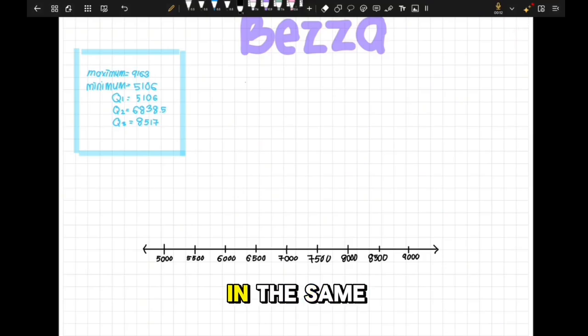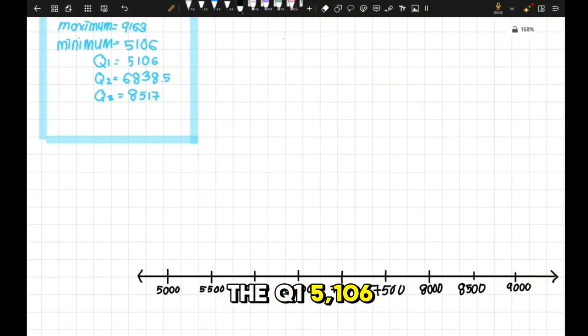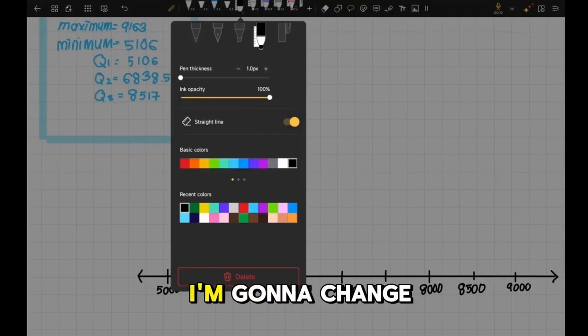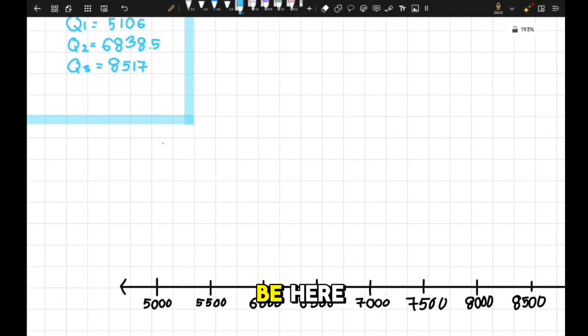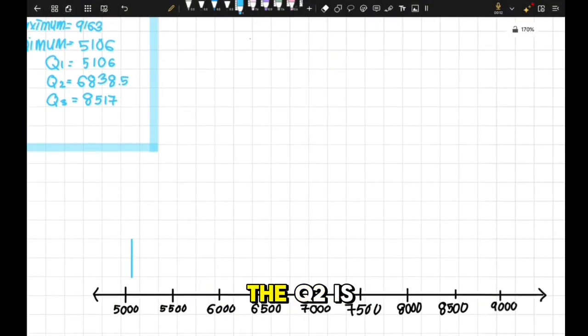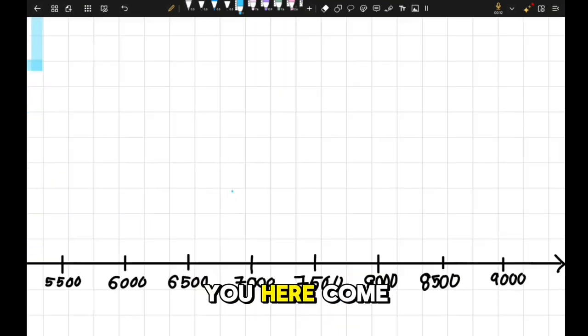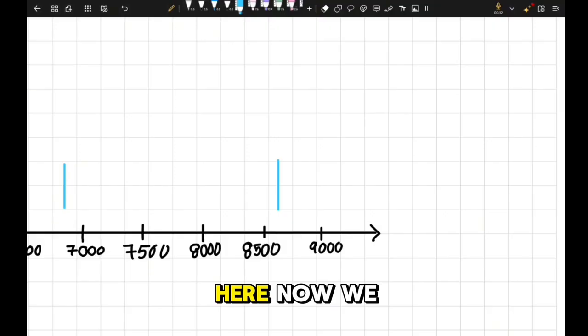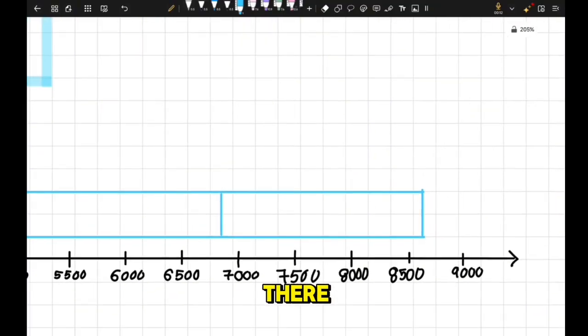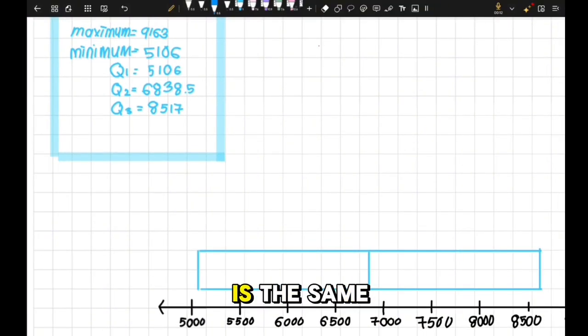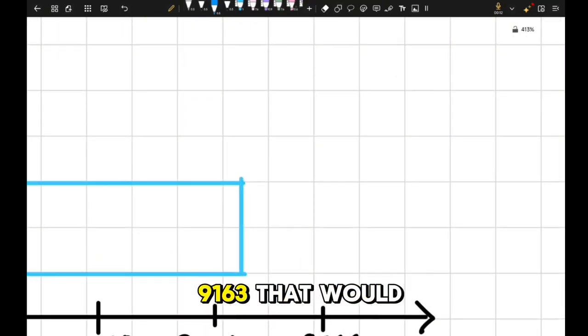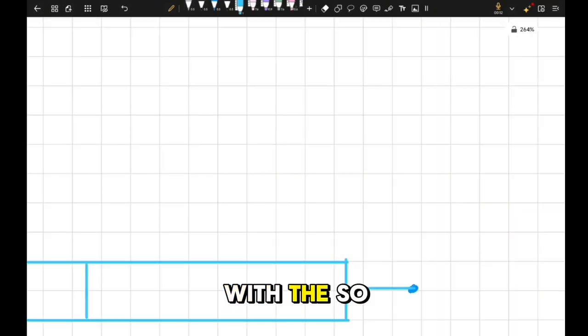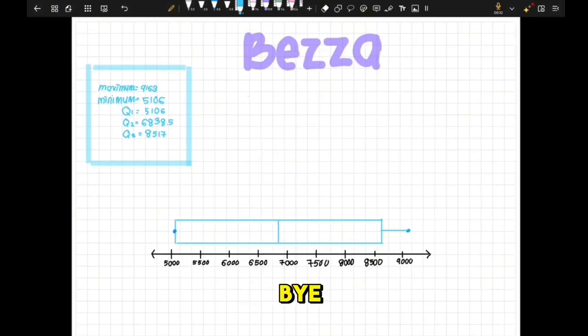We're going to start the same way. Start with Q1, 5,106. That will be here, around there. And the Q2 is 6,008, around here. And the Q3 is 8,500. So I think that will be here. Now we can start doing the box. Next one is the maximum and the minimum. The maximum will be around here, and the minimum is the same as the Q1, here. Now we can just connect the whisker with the box. So there you go. Done.